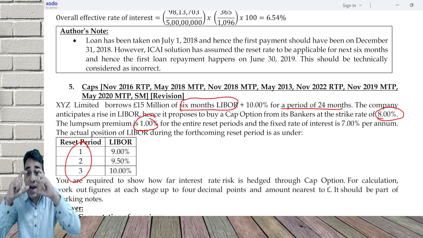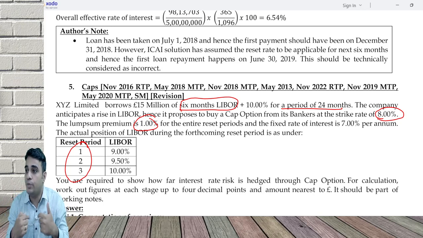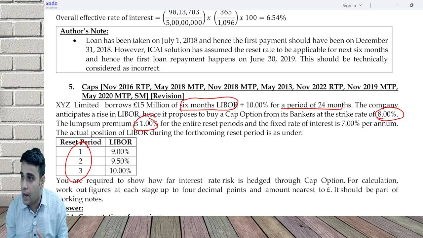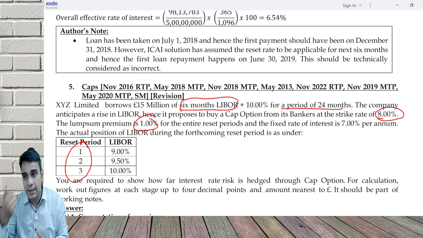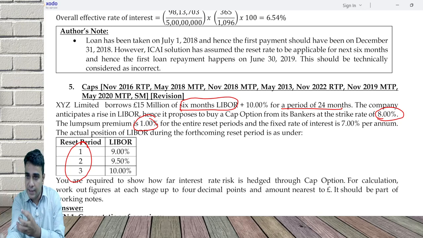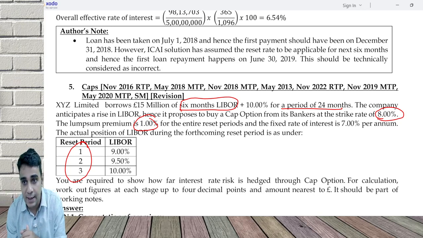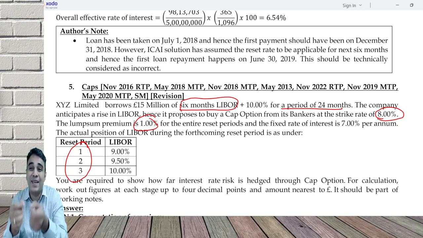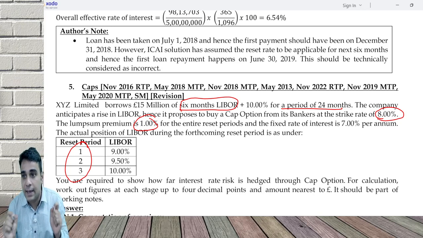This is the extra outflow which comes to me due to an increase in interest rate. But what will happen if the interest rate increases? I will get that as a cap receipt. But for getting that cap receipt, every quarter, every reset period, you have to pay a premium.